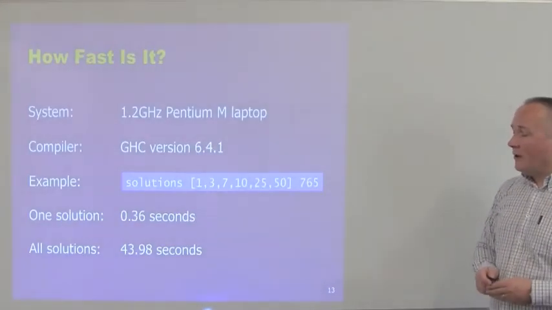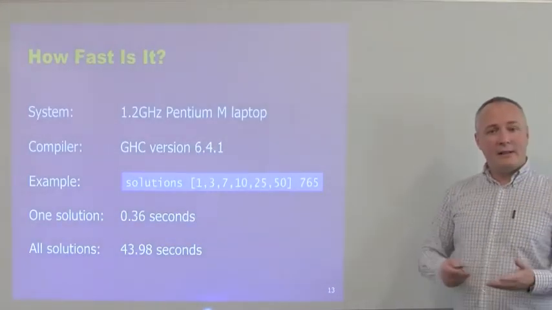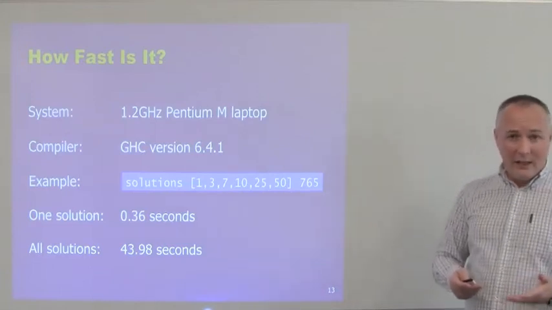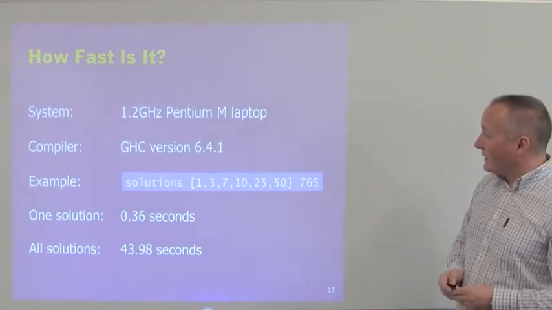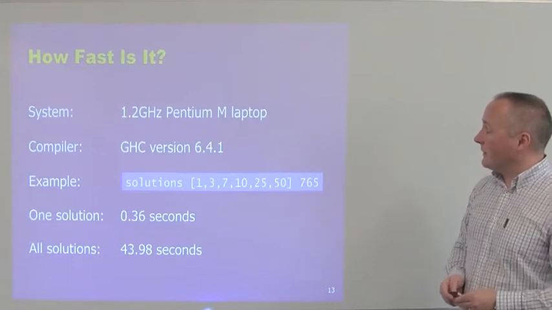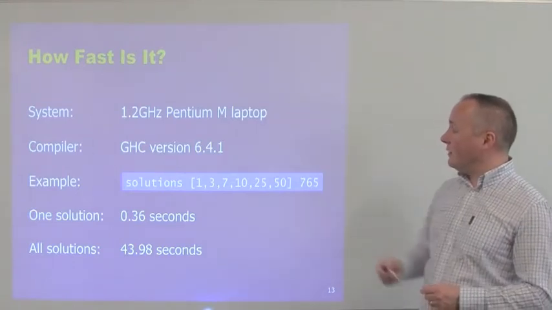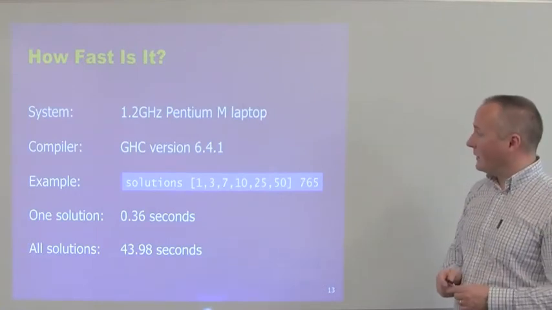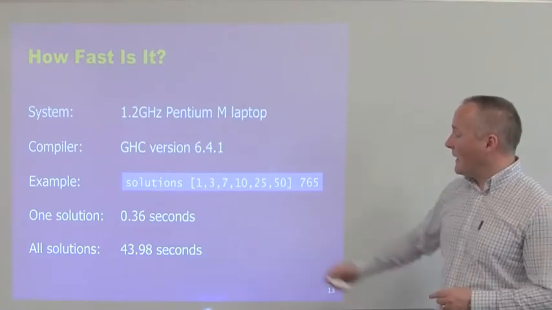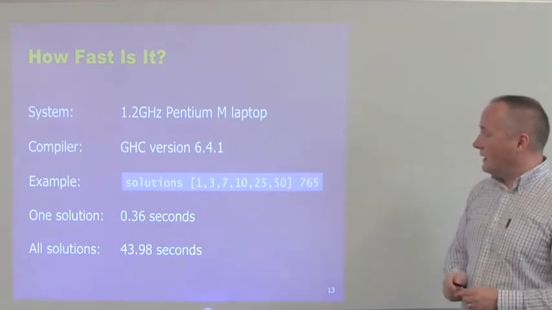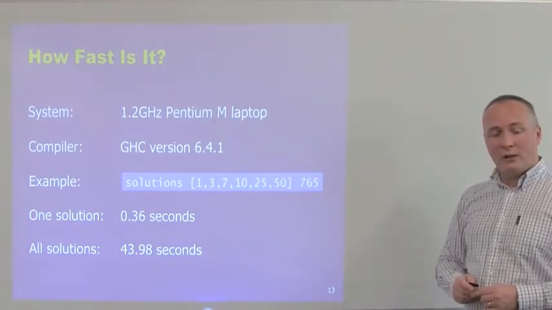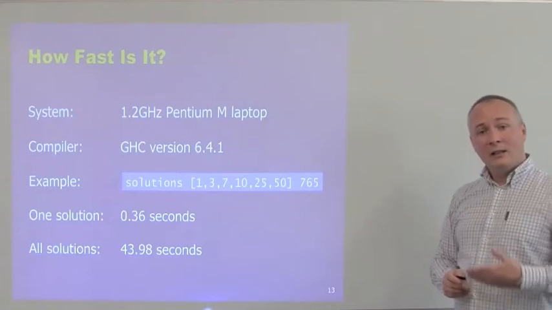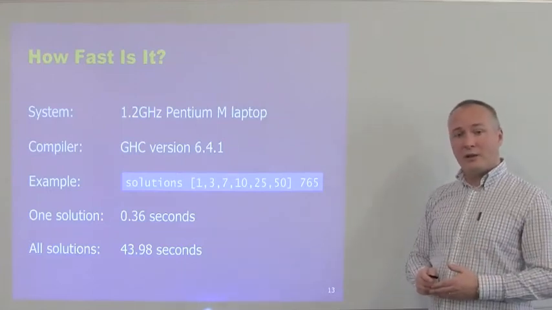So, key question now is, how fast is this? Is this fast enough to actually be tractable and usable in practice? So let's look at some performance figures. So at the point when I wrote the book, this was a reasonable specification laptop. It was a 1.2 gigahertz Pentium M laptop, and I was running GHC version 6.4.1, so I used a compiled version of Haskell to get the maximum performance possible.